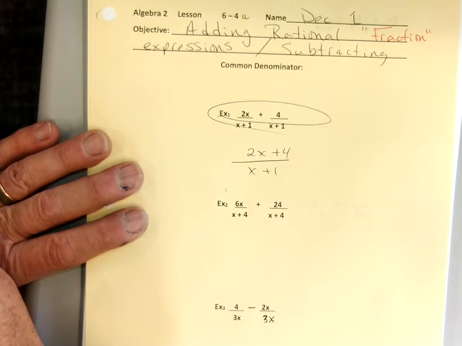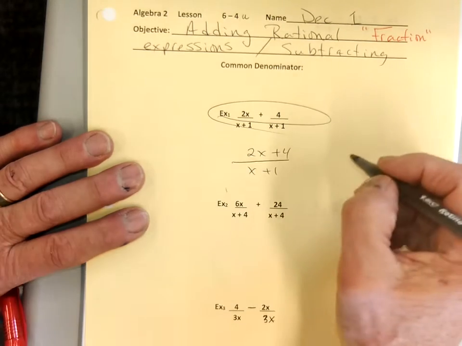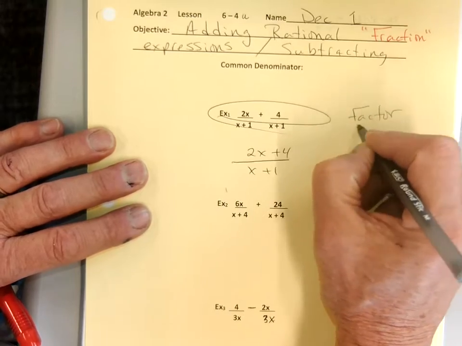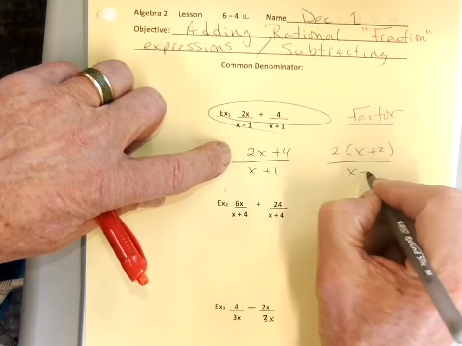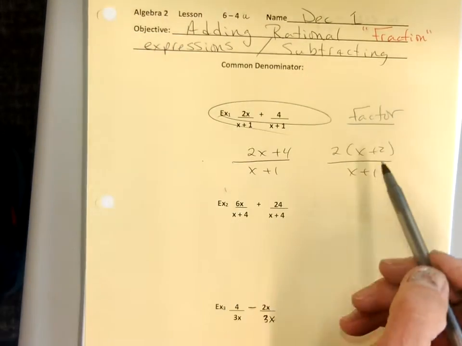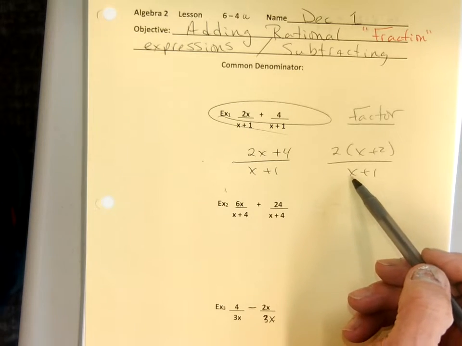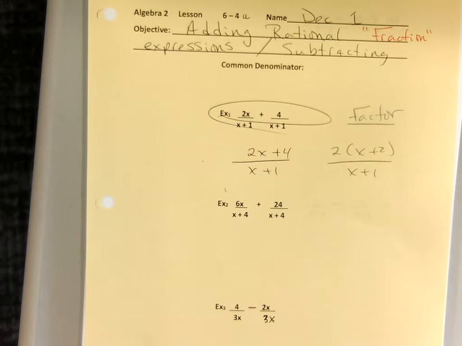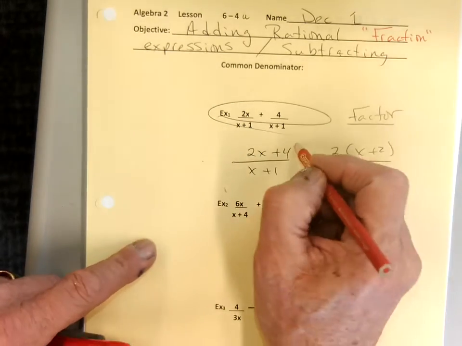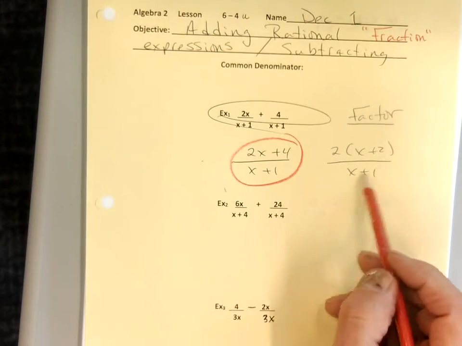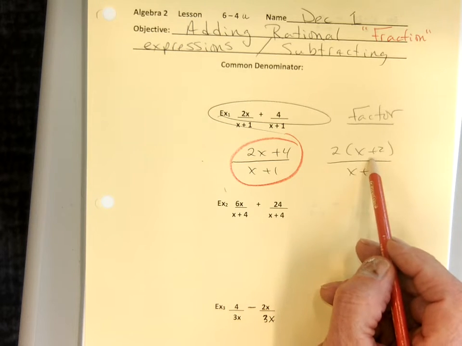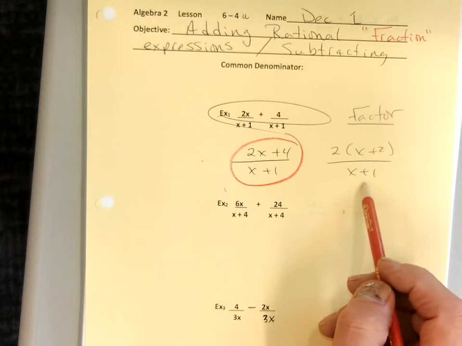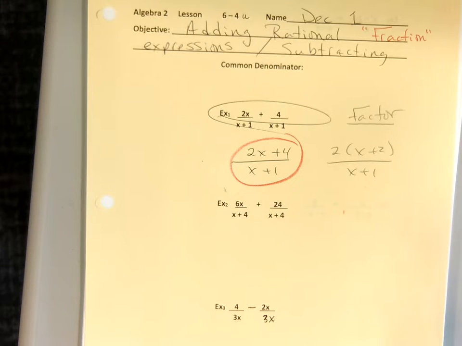You could maybe factor, but I don't think it's going to help, but I'll show you real quick. If I do factor, I might take a 2 out and have an x plus 2 over an x plus 1. But that doesn't really help because I can't cancel. So either answer is fine. Probably the first one looks like the nicest to you. Sometimes it's worthwhile to factor because then you can cancel like we did yesterday. Thumbs up?